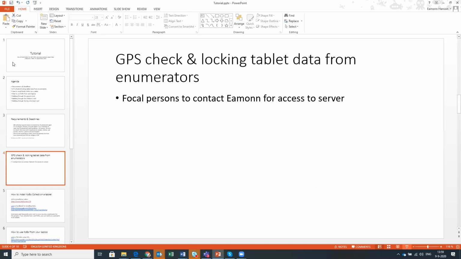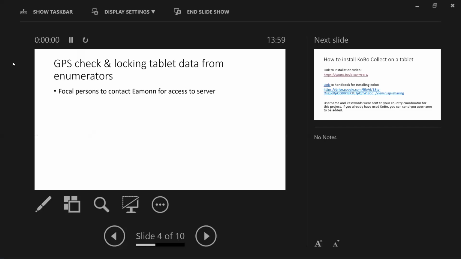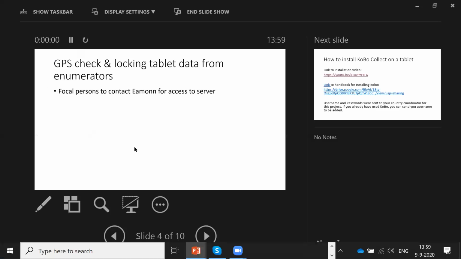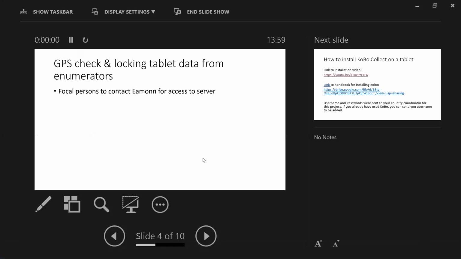Okay. So we've discussed the GPS check and unlocking the tablet from the enumerators, and then you can go into the manual or the video so that you can actually lock certain data or certain forms from the enumerators if you want to.